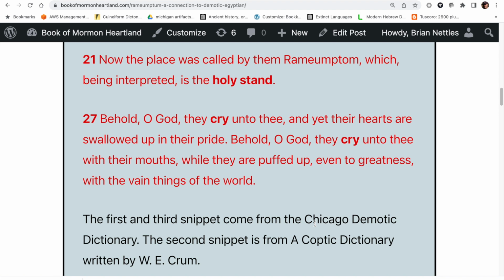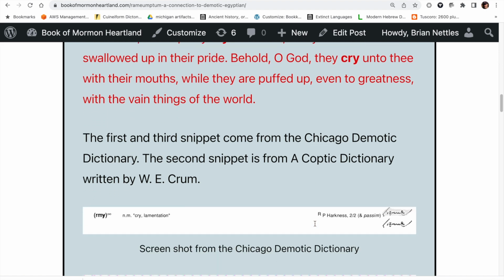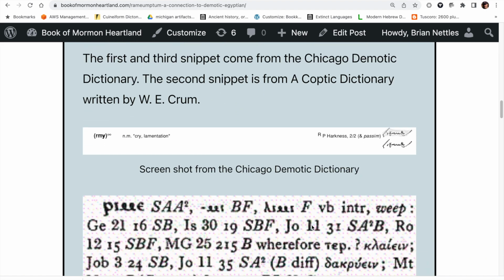Now, is there a Hebrew connection to the word Rameumptum? I'm not aware of a Hebrew connection. If there is, then somebody please tell me. But there is definitely an Egyptian connection. I'm going to show that to you. Here I have snippets from the Chicago Demotic Dictionary, and I also have a snippet from a Coptic dictionary by W.E. Crum. Both of these dictionaries are considered the standards in the Egyptian language for Demotic and Coptic.